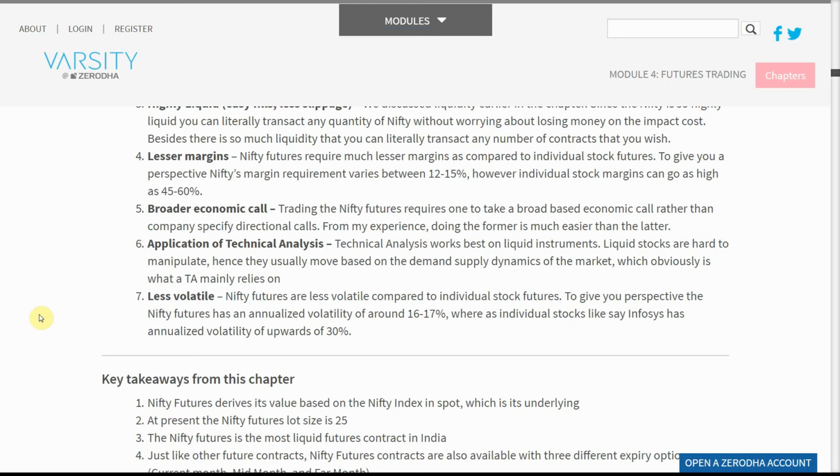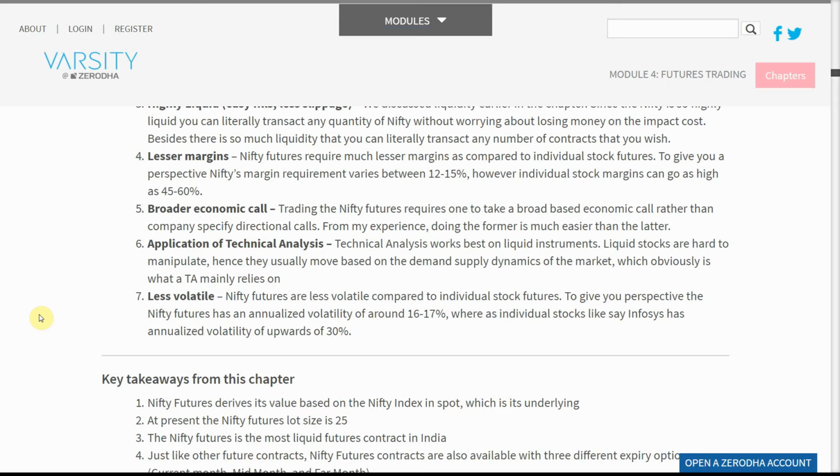To give you a perspective, Nifty's margin requirement varies between 12 to 15%. However, individual stock margins can go as high as 45 to 60%. Broader economic call. Trading the Nifty futures requires one to take a broad-based economic call, rather than company-specific directional calls. From my experience, doing the former is much easier than the latter.